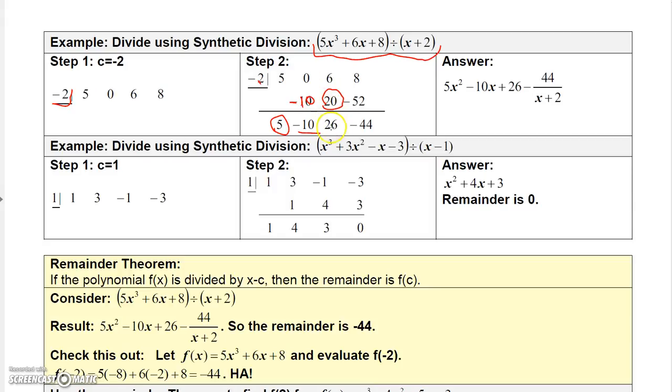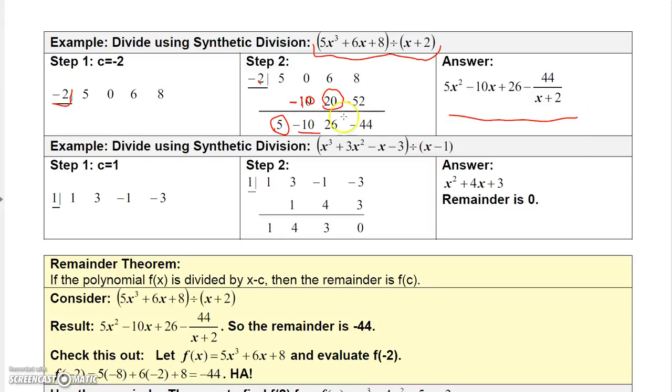And then you add these together, and then you multiply again. Negative 2 times 26 is negative 52. And then you put the negative 52 here, and you add these together and get negative 44. And since the degree of the dividend was 3, now the degree of the quotient will be 2. So this will be 5x squared minus 10x plus 26, and then minus 44 over x plus 2.